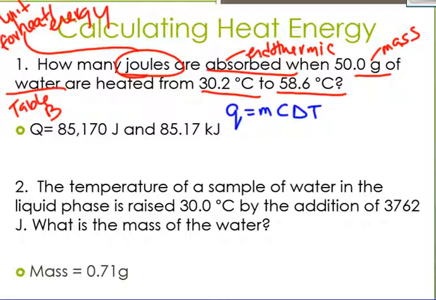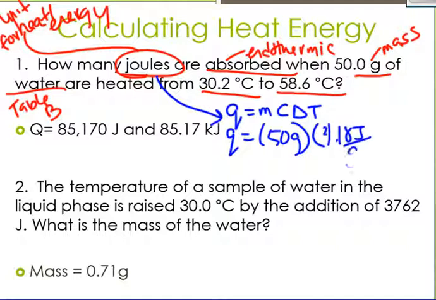We're looking for the joules, so our Q is our X, right? The mass we wrote down is 50 grams. C is the specific heat capacity of water. That's on the front of your reference table. It's 4.18 joules per gram Kelvin. Like I said, it's not going to really matter, the unit, as long as we're finding the difference in temperature. And the last part is delta T.